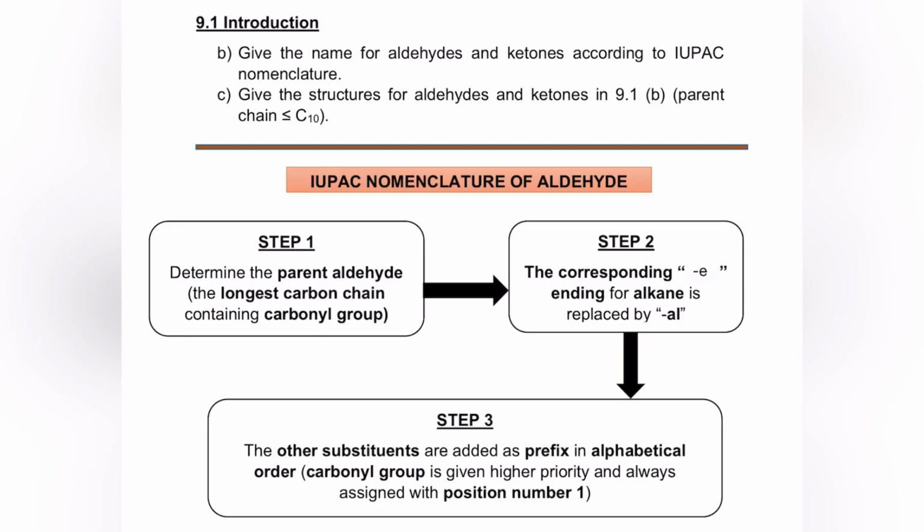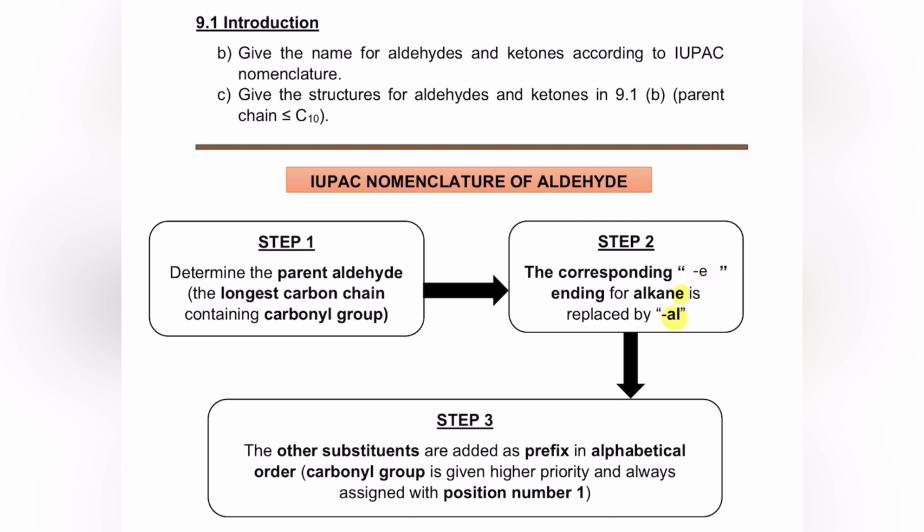Now we go for the nomenclature of carbonyl compounds. Let's focus with aldehyde first. Step 1, as usual, just determine the parent chain where your longest carbon chain should contain carbonyl group. And then after that, the corresponding family name, let's say we have alkane, the letter E at the end we will change with the family name for aldehyde, it will be al. So alkanal. And then step number 3, if you got substituents, just put it as prefix.